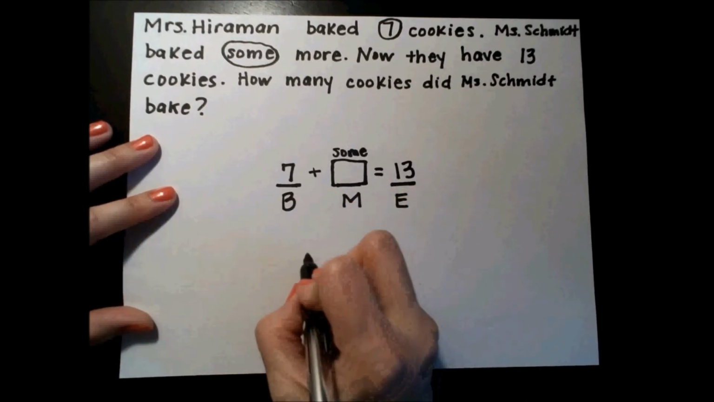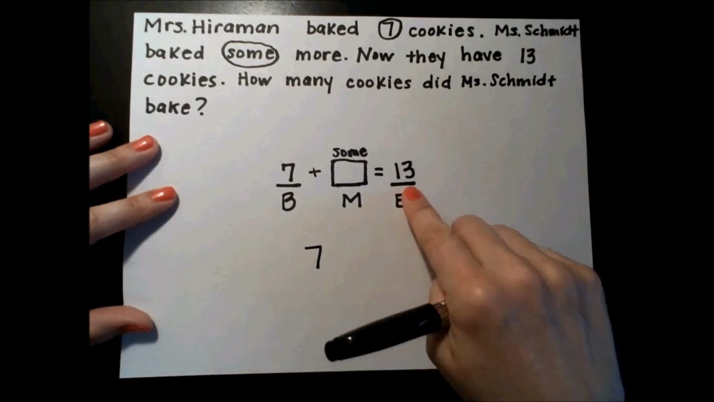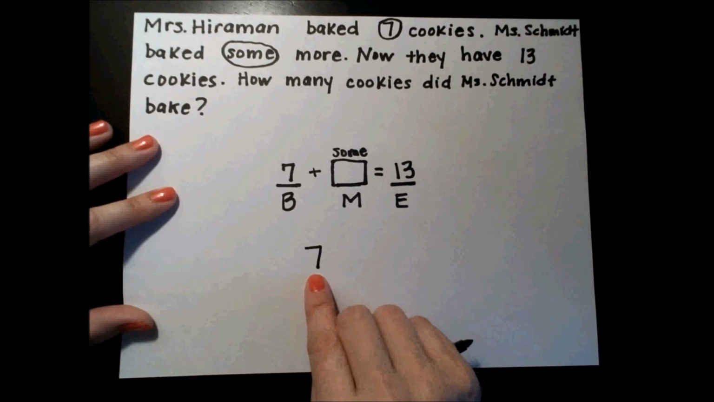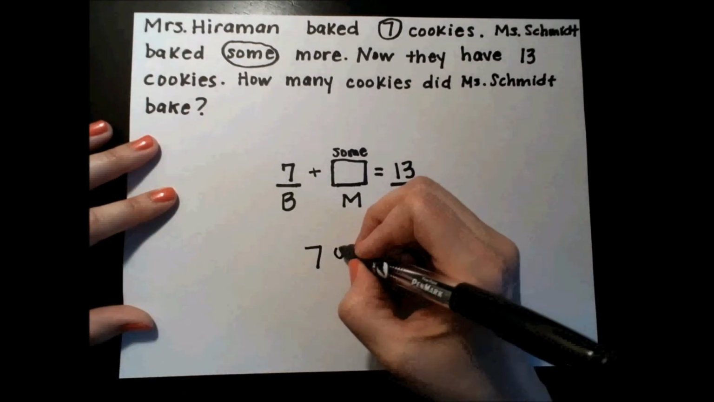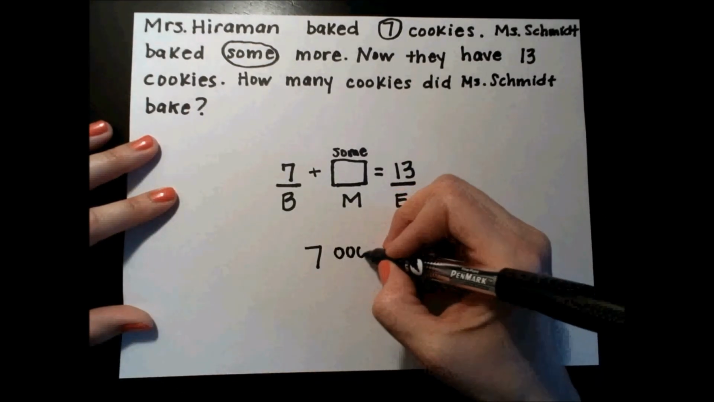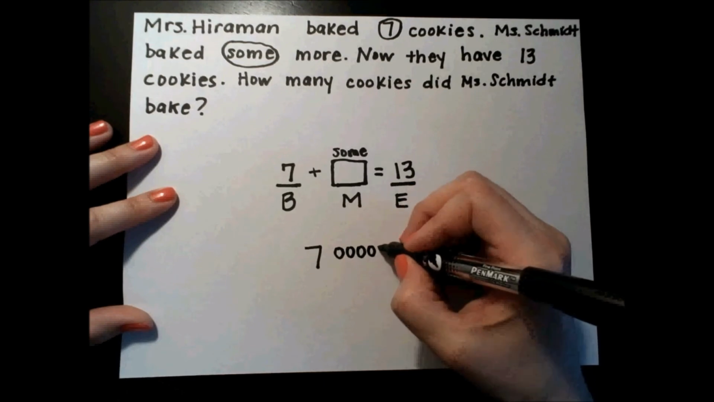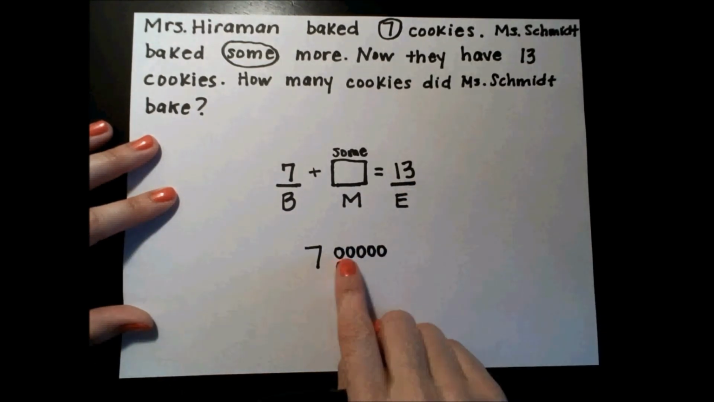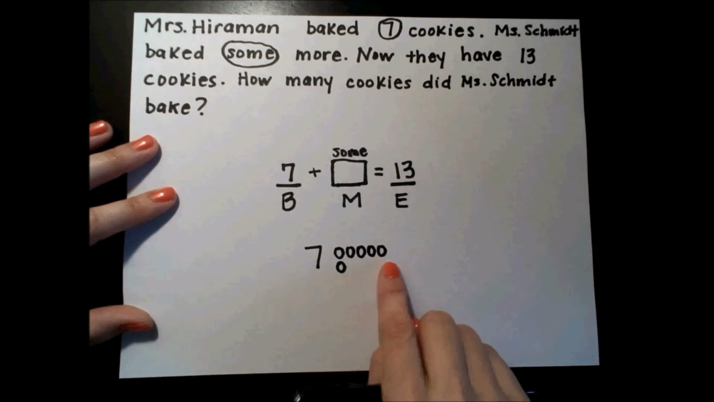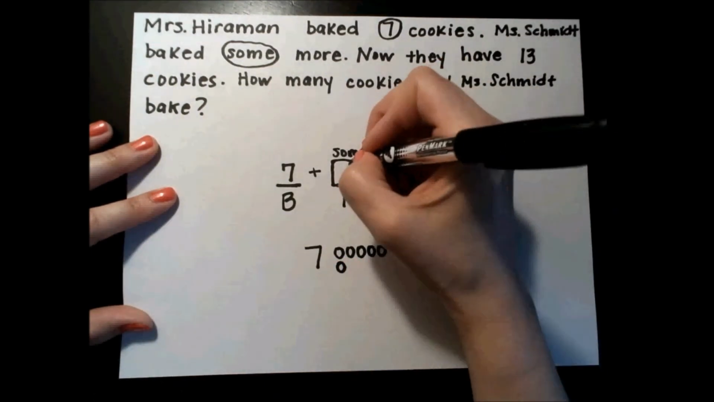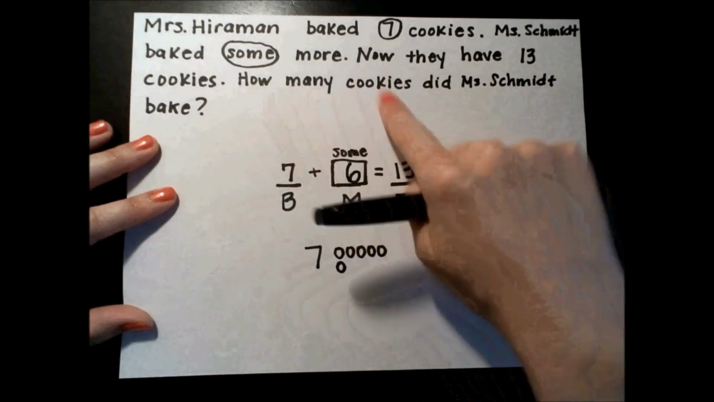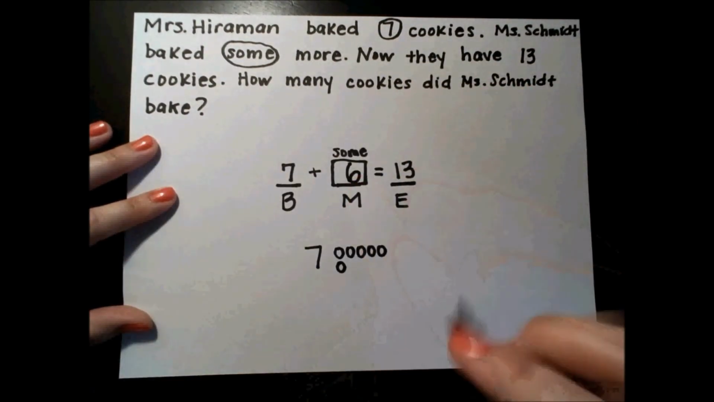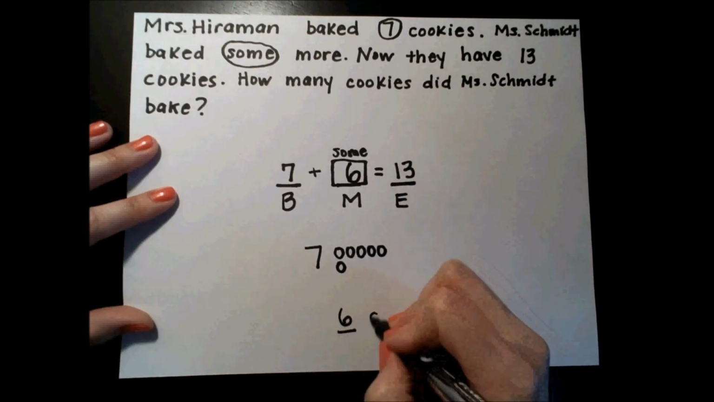Well, I know I have 7 and I want to get to 13, so I can count on from 7. 7, 8, 9, 10, 11, 12, 13. How many did we need? 1, 2, 3, 4, 5, 6. So our answer is 6. How many cookies did Miss Schmidt bake? She baked 6 cookies.